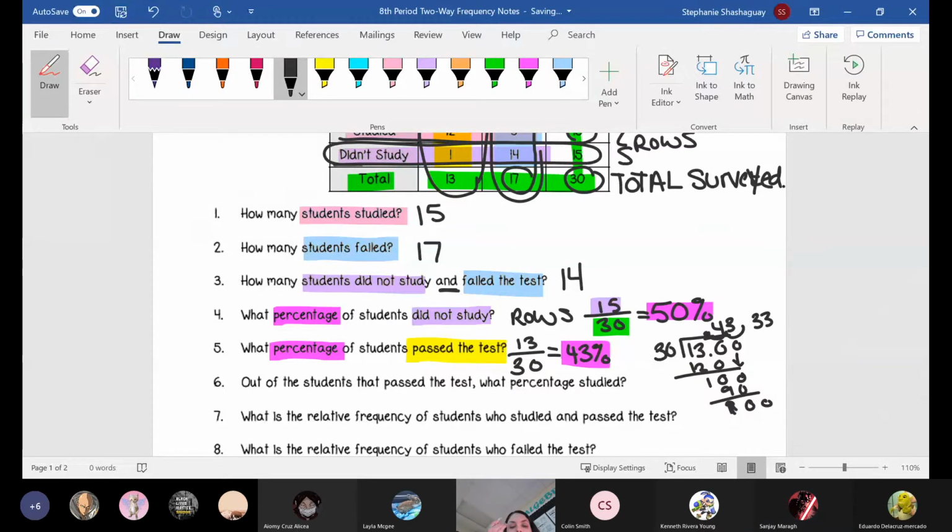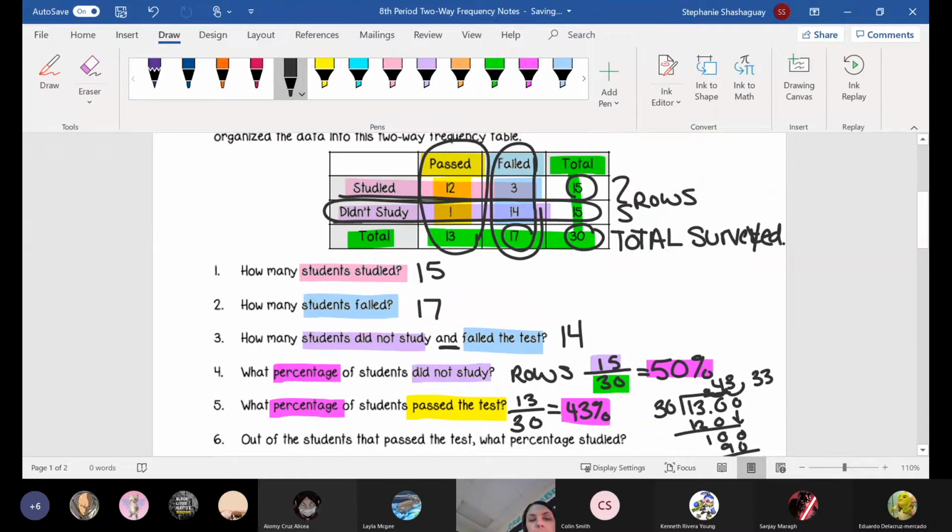So out of the students that passed the test, what percentage studied? So now we're looking at just the students that passed, okay? So we're looking at just this column here. Of the students that passed the test, what percentage studied? Right? So it would be 12 out of 13.